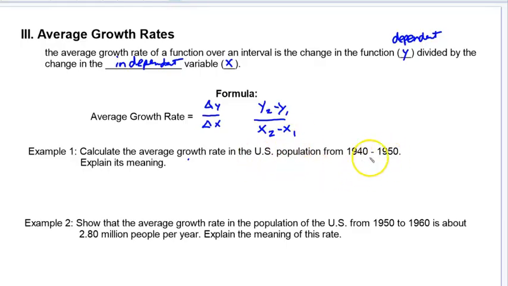So it really doesn't matter which one of these you treat as y2, y1, x2, x1. You just need to be consistent. So let's go to our table and look up 1940, and that's 132.16. So y is the output. Okay, so I'm going to take 132.16, that's the output population, the y, or the dependent variable. And then for 1950, that's 151.33.